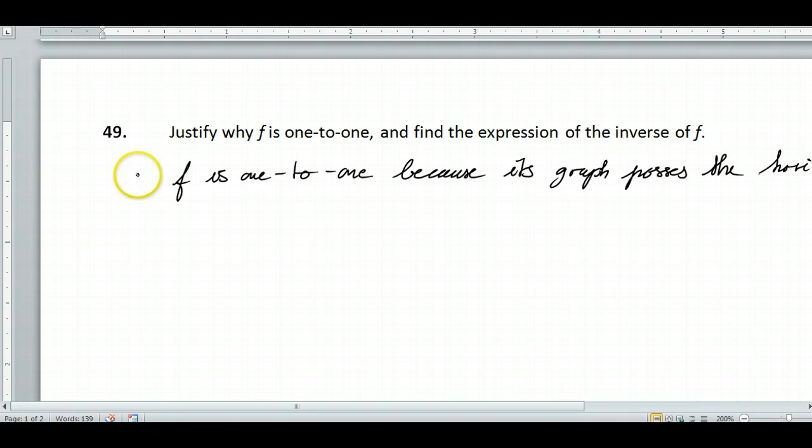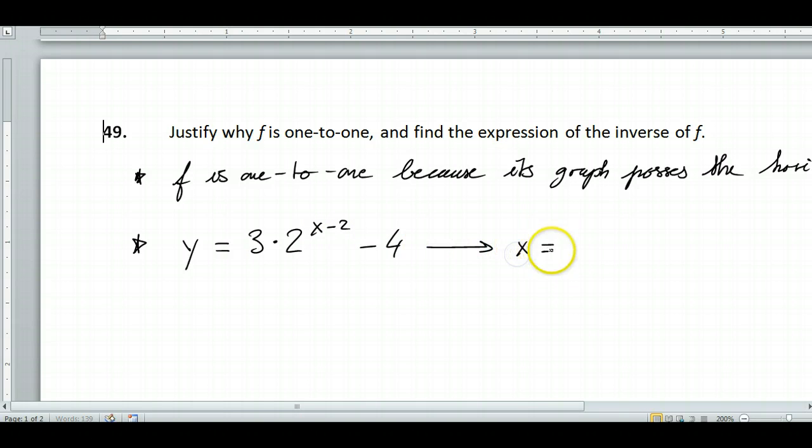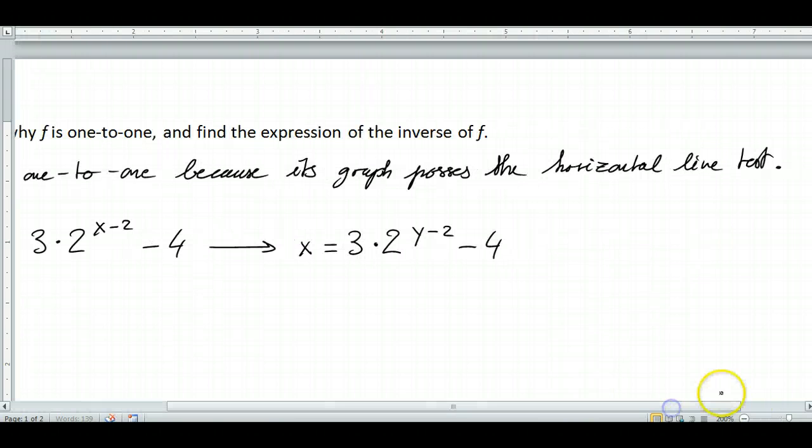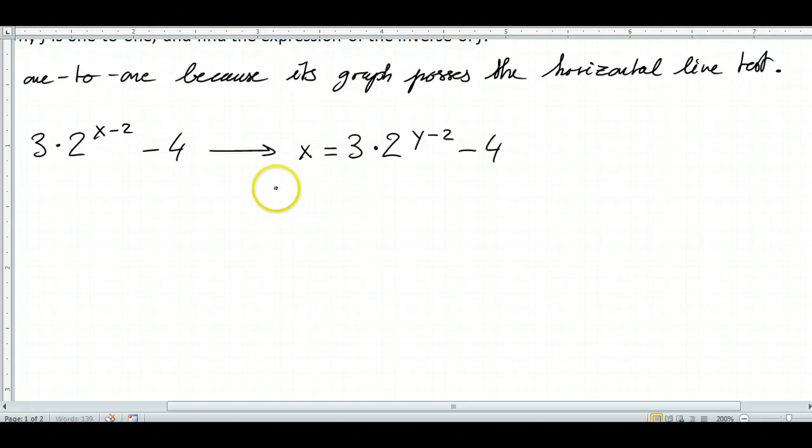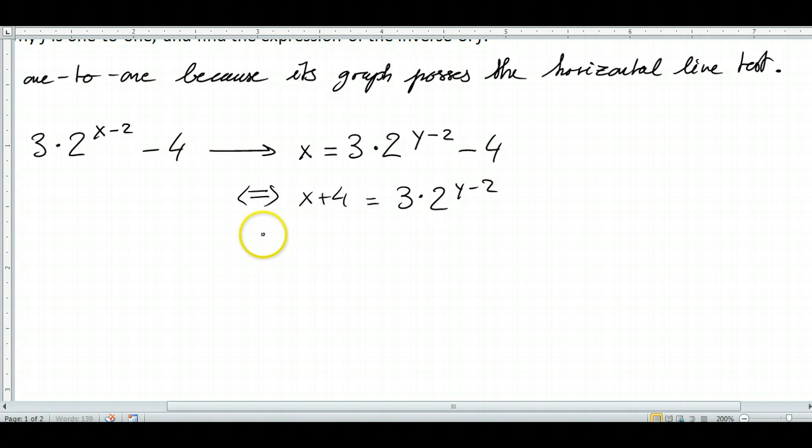All right. Second, find the inverse. So you remember what to do, right? You write the expression, you switch x and y, and you solve for y. So let's take it right there and solve for y. The first thing I'm going to do right here is add 4. Then I'll divide by 3.